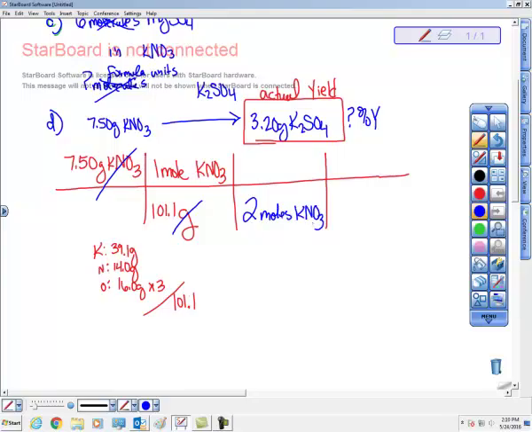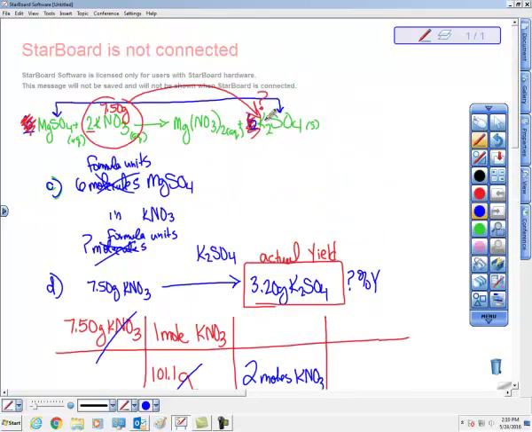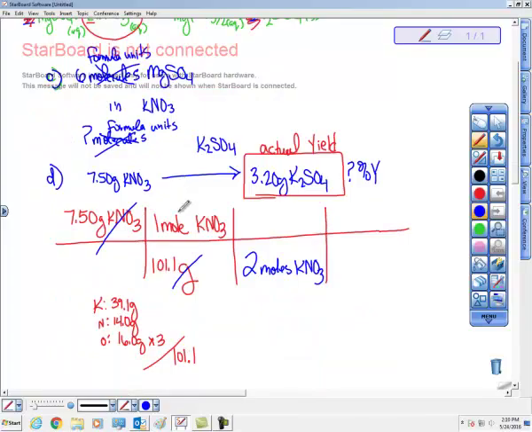Now we're trying to get to K2SO4. So looking back up here, K2SO4 in the original balanced reaction didn't have anything in front of it, no coefficient. So that means you only have 1 mole of K2SO4. So I'm going to stick that on there. All right, there's our mole-mole ratio from the balanced reaction.